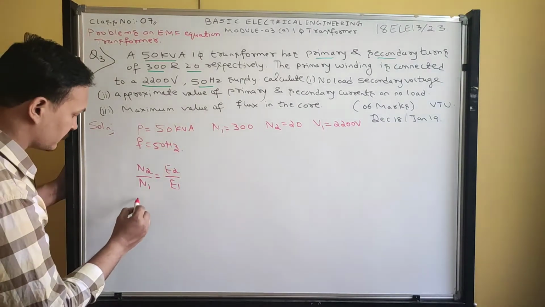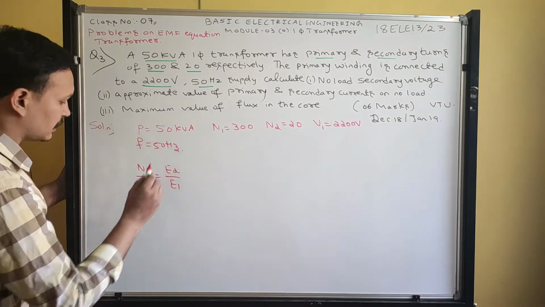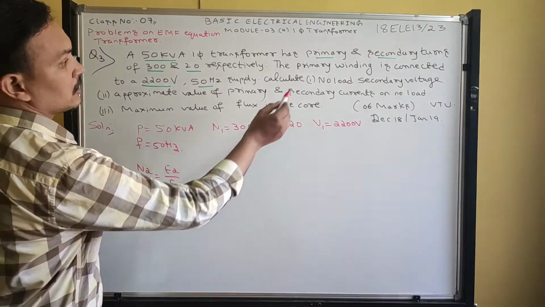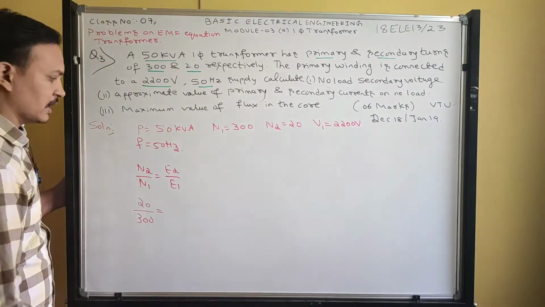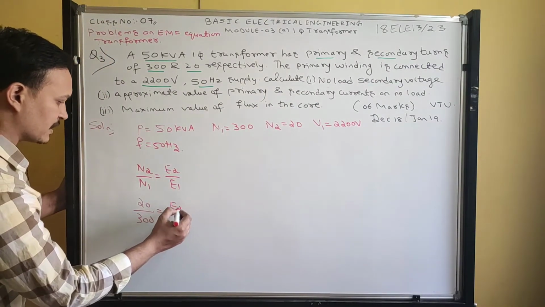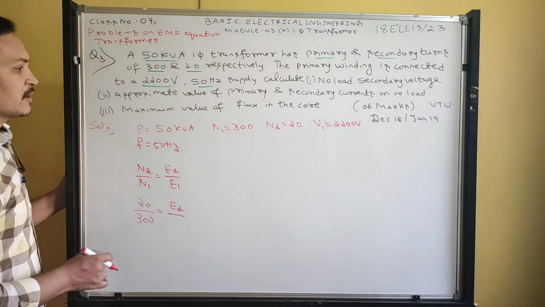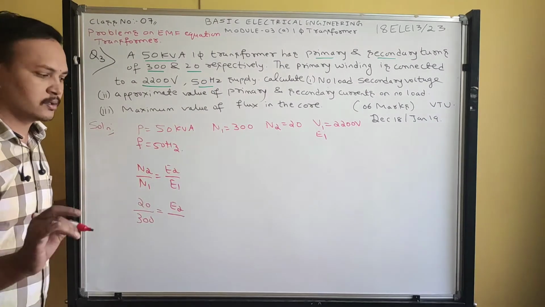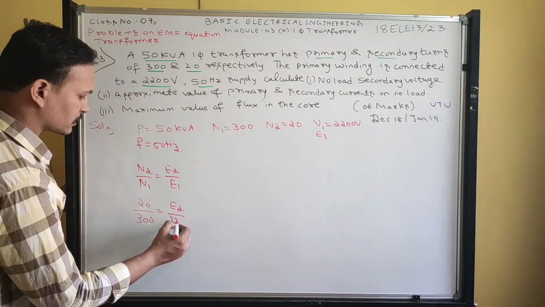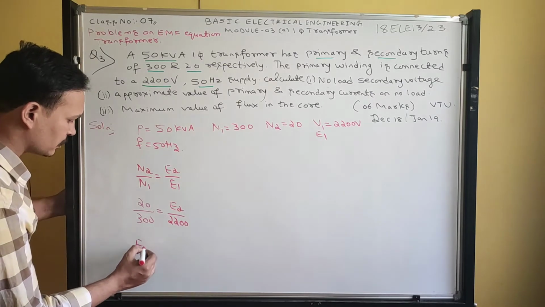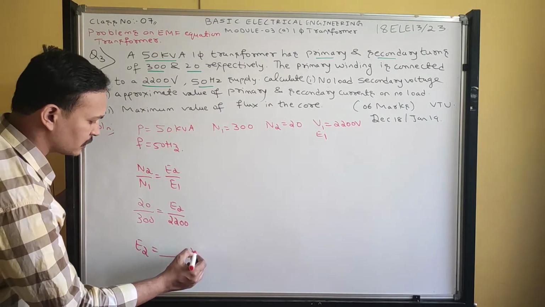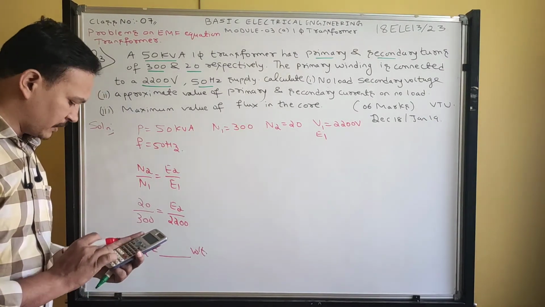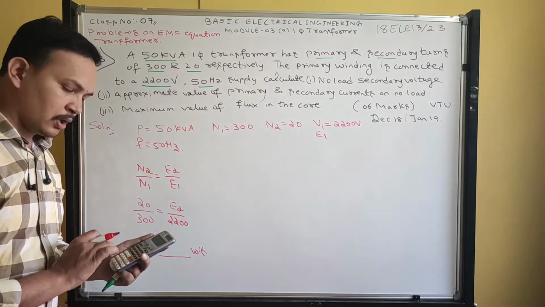What is secondary turns? 20. What are primary turns? 300, is equal to the secondary voltage, that only I need to find out. No load secondary voltage, E2 I need to find out. Retain E2 as it is. What is E1? What is primary voltage? V1 itself is E1. Both are the same. What is E1? 2200. So from this you will get the secondary voltage. So we can solve this in the calculator. How much can we get? You also do along with me.